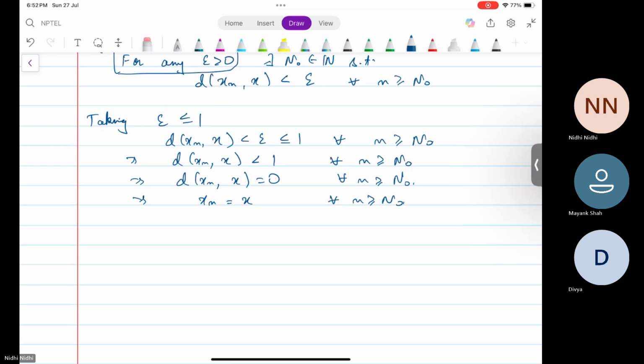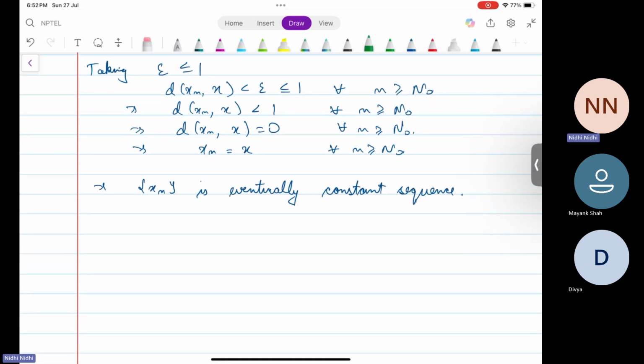This suggests that after a stage, all the terms are equal. That means our sequence is of the form eventually constant. So this implies x_n is an eventually constant sequence. Conversely, you can always see if a sequence is eventually constant, it will anyway converge. Therefore, in discrete metric space, a sequence is convergent if and only if it is an eventually constant sequence. This is a very good result. You should remember it.